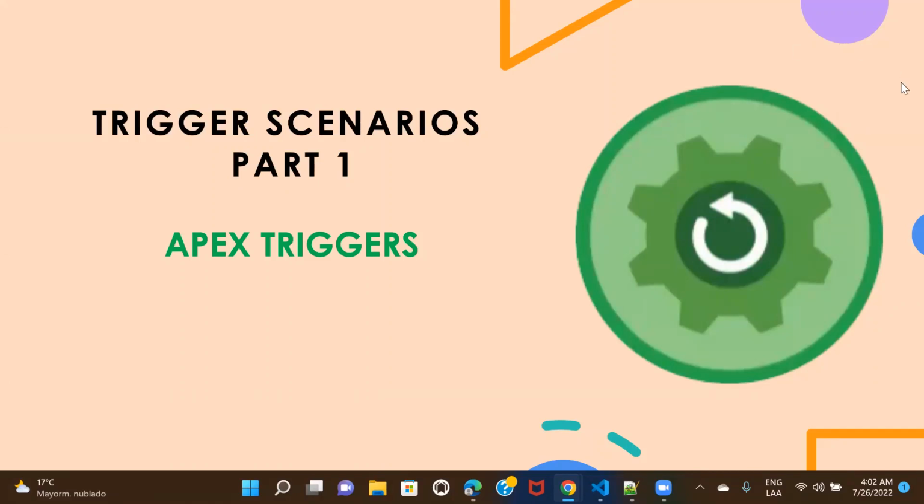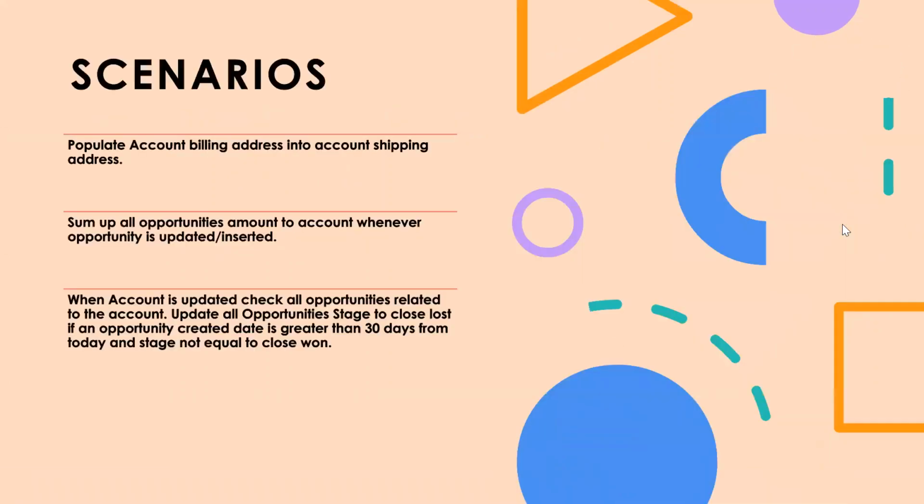For this session, I have listed down 3 scenarios which we'll discuss, and then we'll go ahead and implement them. The first one is populate account billing address into account shipping address. The requirement is that whenever you are updating or inserting an account, whatever address you provide in the billing address of the account, the same address should get populated over the account shipping address as well. That is the requirement for scenario number 1.